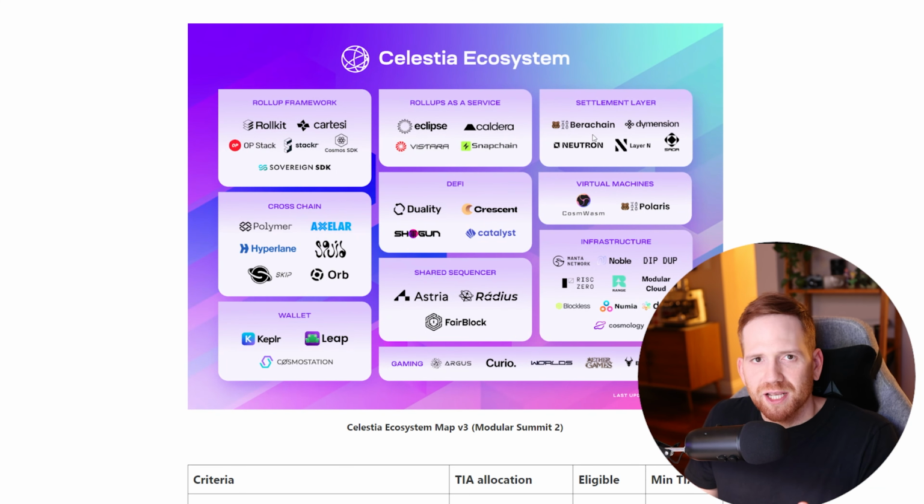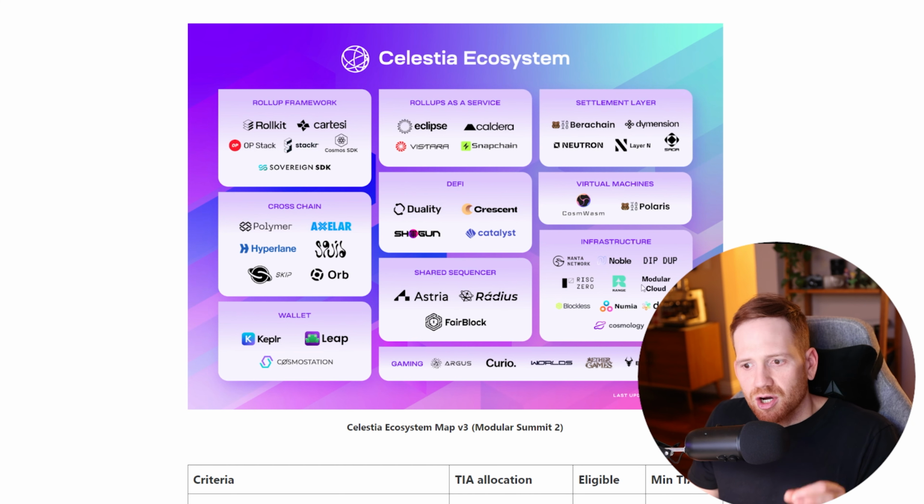For example, Bearchain, probably one of the most highly anticipated launches in 2024. Dimension, which is getting ready its mainnet right now. Neutron, which I've talked about as one of my favorite Cosmos altcoins. We also have things like Eclipse and Hyperlane that you might be interested in.